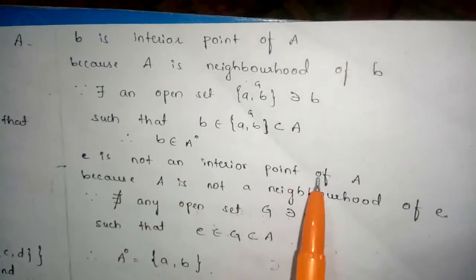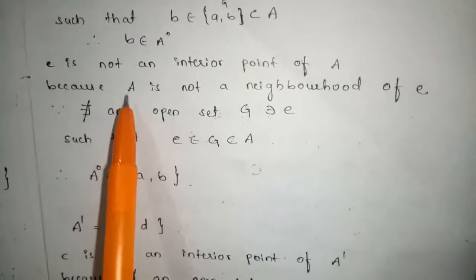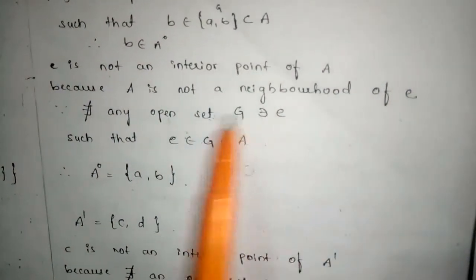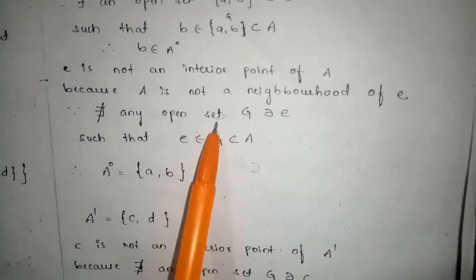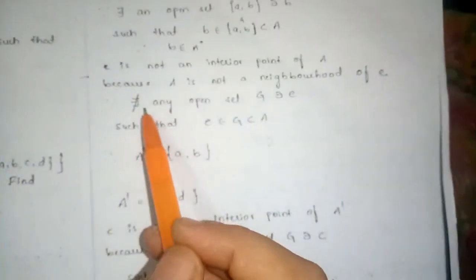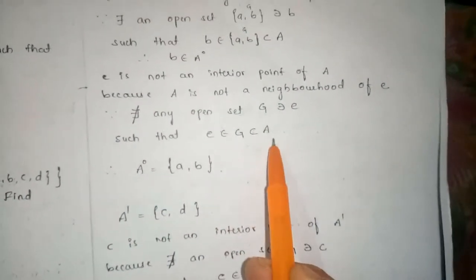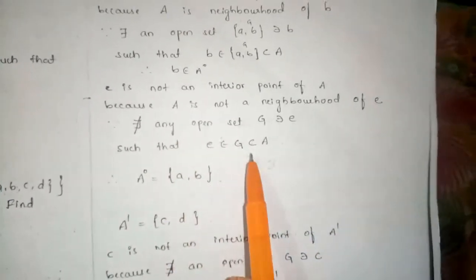e is not an interior point of A. Why? Because A is not a neighborhood of e. Why is A not a neighborhood of e? Because there does not exist any open set containing e that is inside A. Here observe that X is an open set containing e, but X is not a subset of A. e belongs to X, but X is not a subset of A. Therefore, A is not a neighborhood of e because there does not exist any open set G such that e belongs to G and G is a subset of A. Therefore, e is not an interior point.